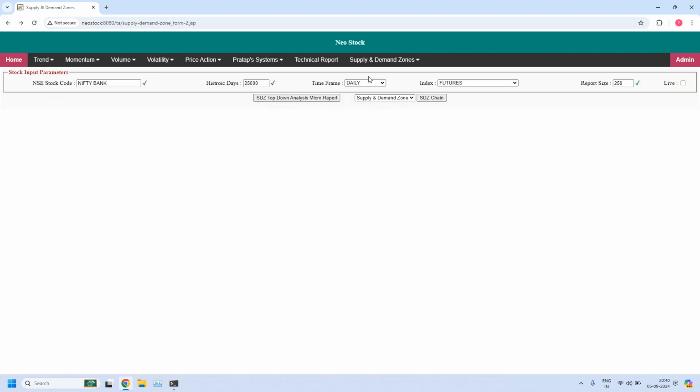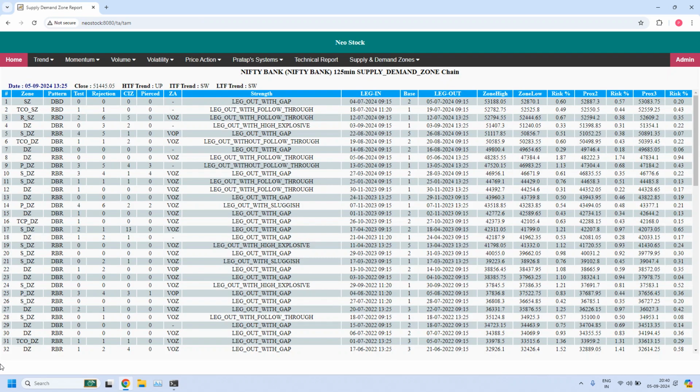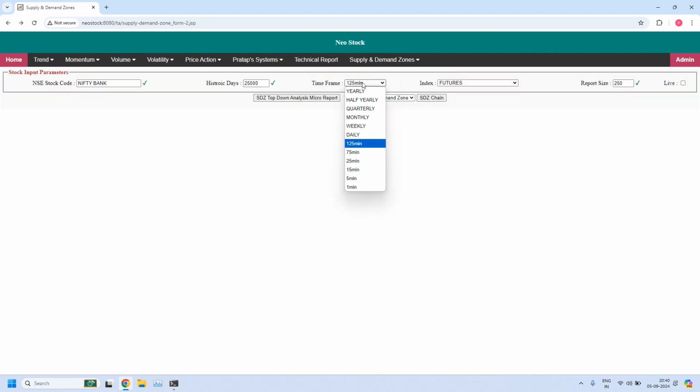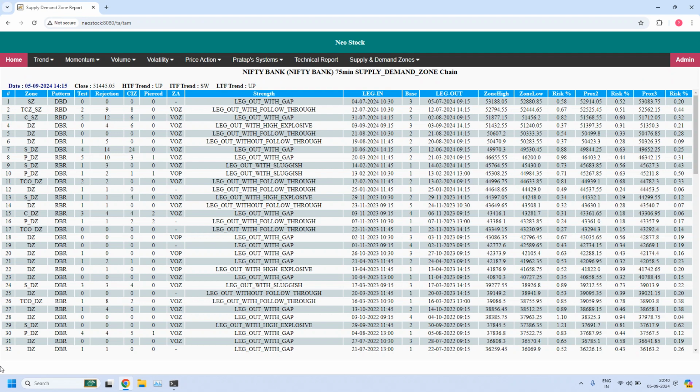Next time frame is 125 minutes. I am generating 125 minutes supply demand zone chain for Bank Nifty. Next time frame is 75 minutes. I am generating 75 minutes supply demand zone chain for Bank Nifty.